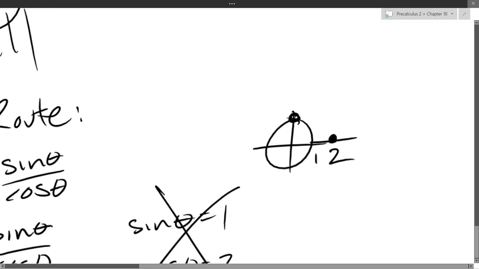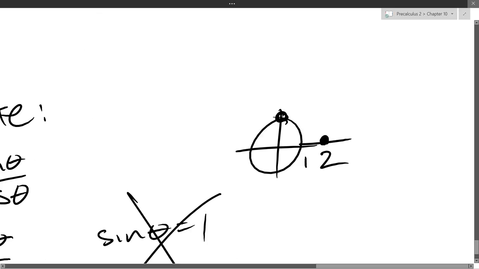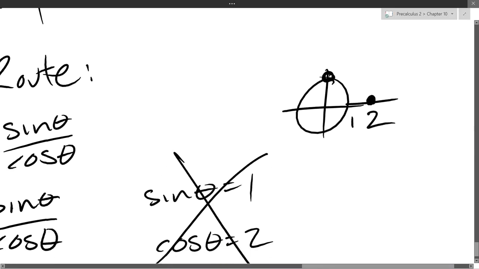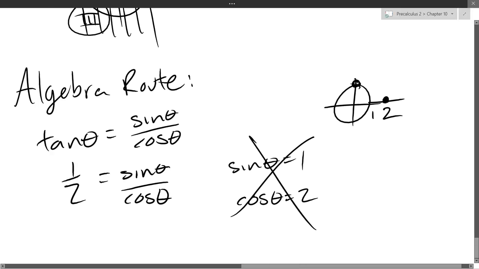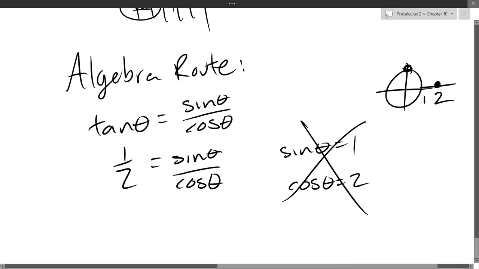Is that on the unit circle? X value 2. No, absolutely not. That's way too big. The biggest x value I could ever get is 1, and the smallest is negative 1. So it doesn't make sense to have cosine theta any bigger than 1. So I already crossed this out.